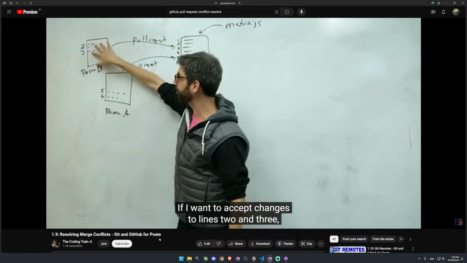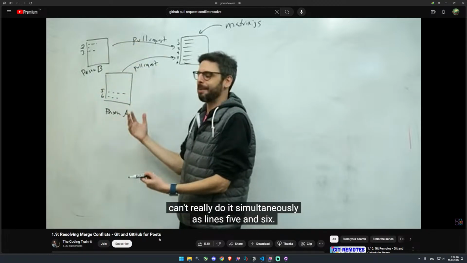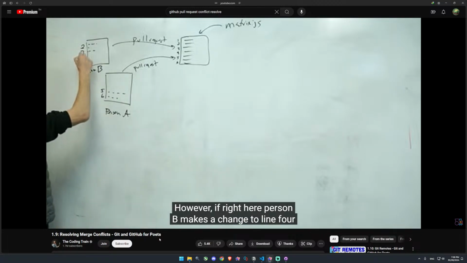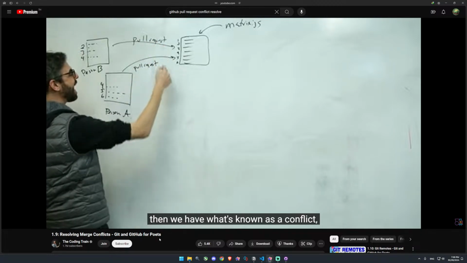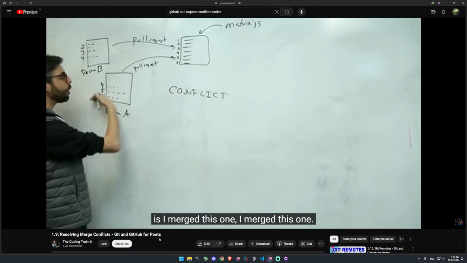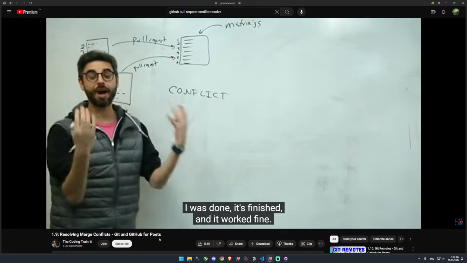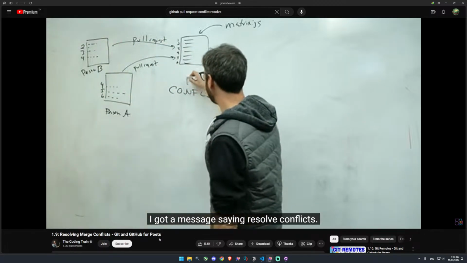I can accept changes to lines 2 and 3, and lines 5 and 6, one before the other. However, if person B makes a change to line 4, and person A also makes a change to line 4, then we have what's known as a conflict. And typically what happens, what just happened to me right now, is I merged this one, and it was done, it finished, and it worked fine. It merged with no problems. But now when I went to merge this one, I got a message saying resolve conflicts.